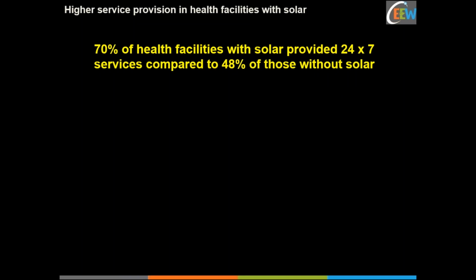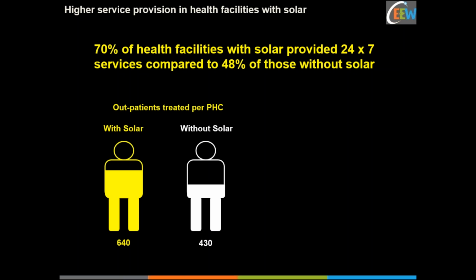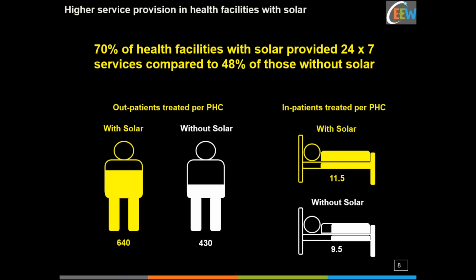What we found was that 70% of health facilities that did have solar panels actually provided 24/7 health services, compared to 48% of those that did not have solar. And this also translated into treating a larger number of outpatients, roughly 50% more, as well as treating a larger number of indoor patients. But when we did this, we realized that we did not have enough historical data to understand whether the facilities that did have solar were historically doing better than those that did not have solar. So we chose a second lens to analyze the issue.